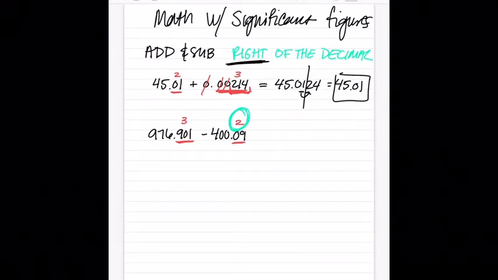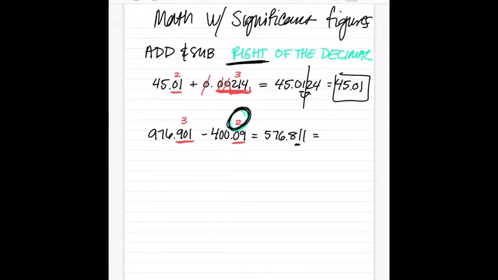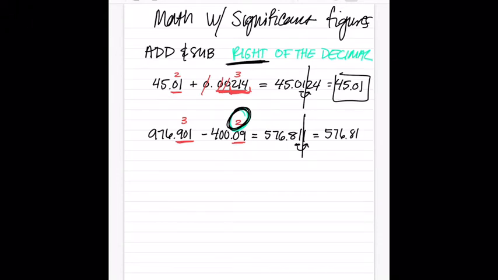So get your real answer in your calculator. The real answer in the calculator is 576.811. Now we need to round it and report it to the correct number of significant figures. So we decided that we need to have 2 numbers to the right of the decimal, because this is addition and subtraction. We're only looking at what's to the right of the decimal. So I go to the second number to the right of the decimal, and that's where I stop. I look at the number after it. It is less than 5, so that means that it stays the same. So my answer is 576.81, and that's our answer.